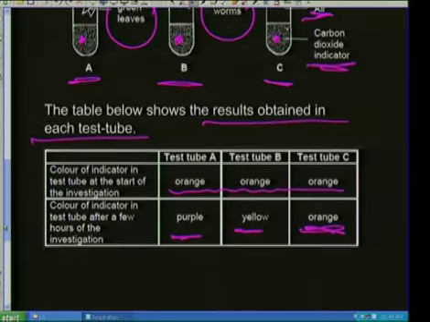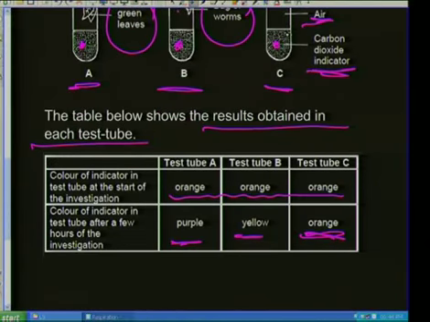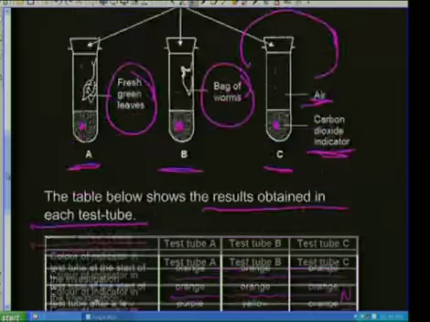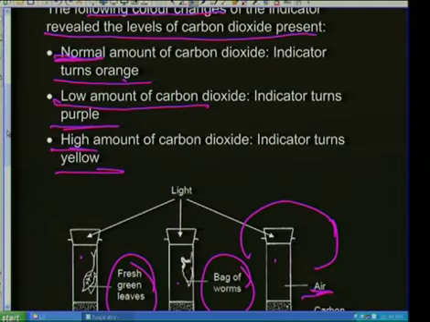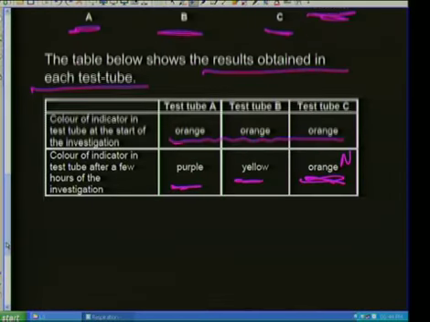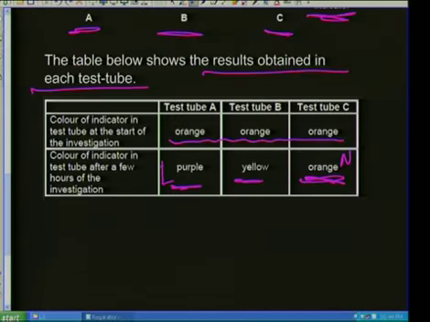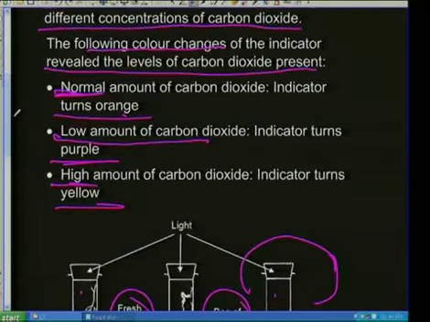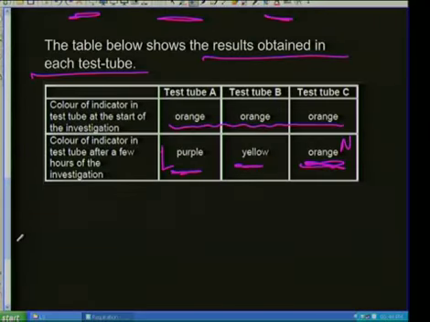Okay, we can go immediately here and start writing. Orange, N, normal. Low amount of carbon dioxide turns purple. Go back here. Purple, there we go, one purple there, low. And the other one is high, it's yellow. So already as you're going along, without answering a single question, you have made important progress in the question. Now we can start answering the questions.